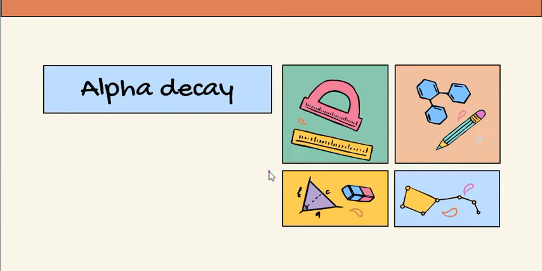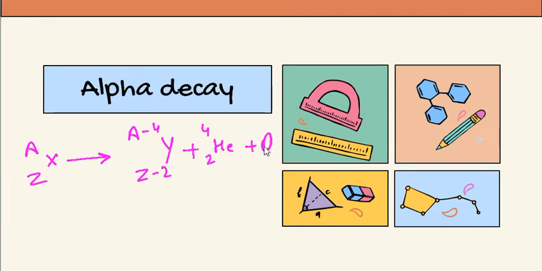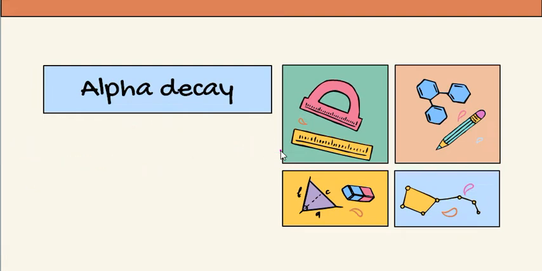So if you want to express it by an equation, we will express it like this. This is my parent nucleus having atomic number Z and atomic mass A. When it has undergone alpha decay, its atomic mass will be reduced by 4 and atomic number will be reduced by 2, and the particle emitted is helium, or you can say alpha particle, along with lots of energy, which we denote with the Q factor. Here Q indicates the energy released in the process and can be determined by the mass-energy relation.